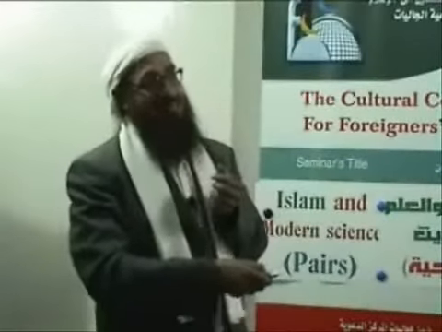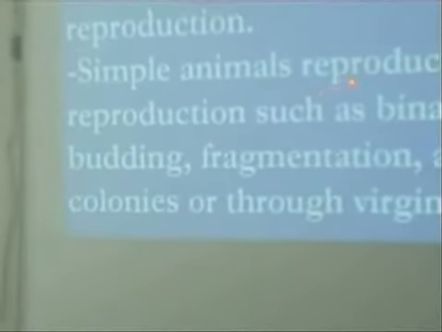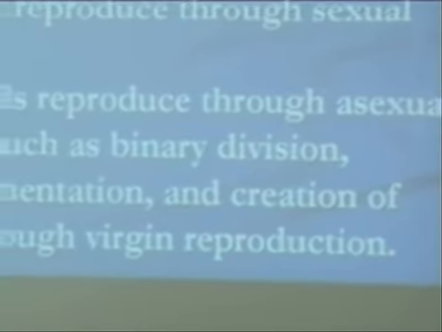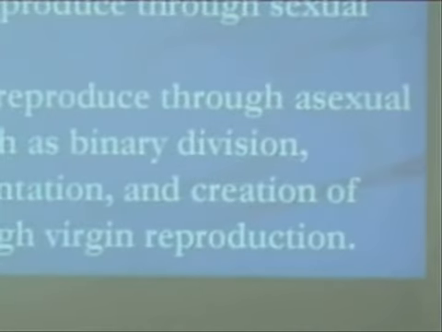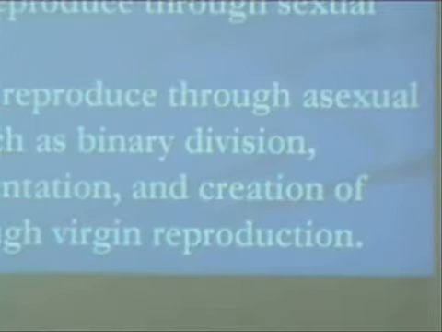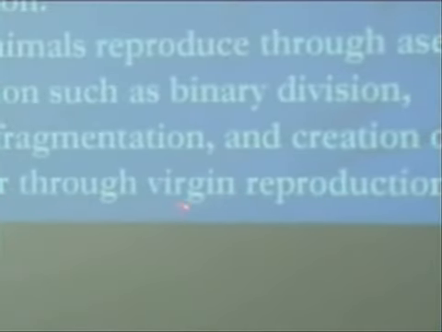High animals reproduce through sexual reproduction, like human beings, because we have male and female in high animals. However, simple animals reproduce, in addition to sexual reproduction, also through asexual reproduction. Sexual reproduction is through the male and female type cells that I have talked about. And asexual means non-sexual: reproduction through binary division, budding, fragmentation, creation of colonies, or virgin reproduction. So simple animals could reproduce through sexual and asexual reproduction.